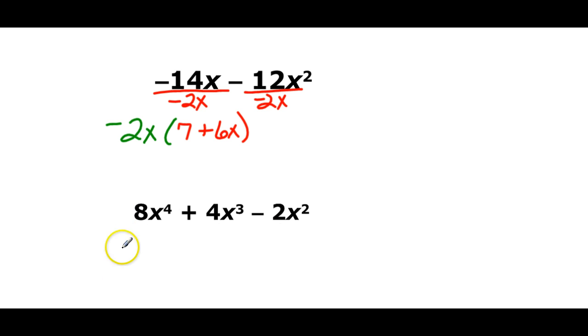What would you say they have in common? I would say a 2 and an x squared. And sometimes you just do it in your head. 2x squared times what gives me 8x to the 4th? 4x squared. Plus 2x squared times what gives me 4x cubed? 2x. Minus 2x squared times what gives me 2x squared? 1. You have to have that there.